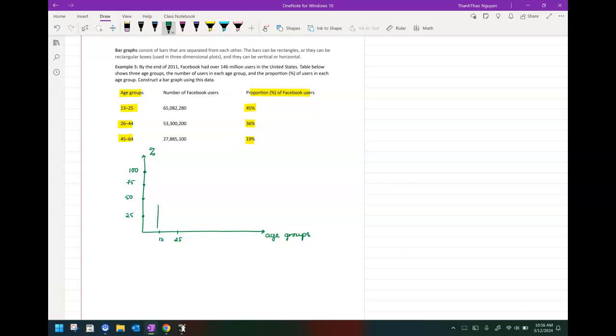So for 45%, I draw a bar and write 45% on top. For 26 to 44, here's another bar, 36%. So it's approximately this much. And the next one is 45 to 64. It is 19%.